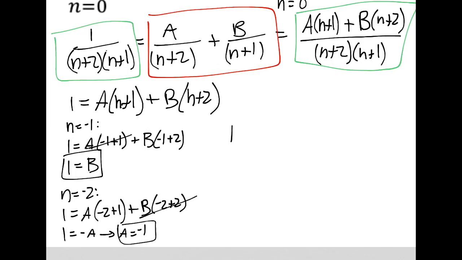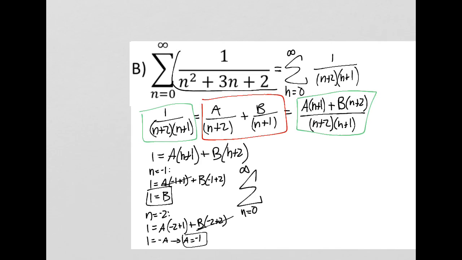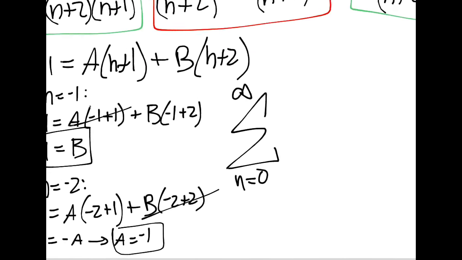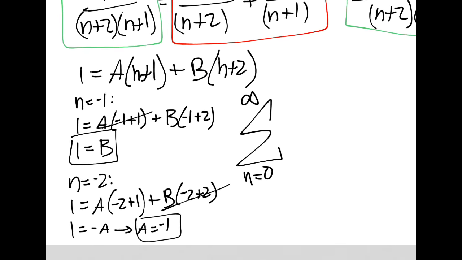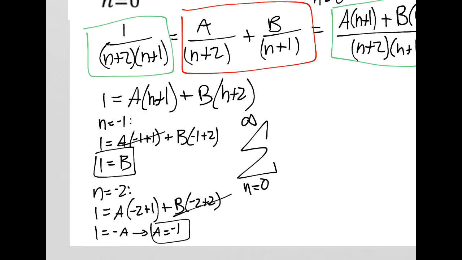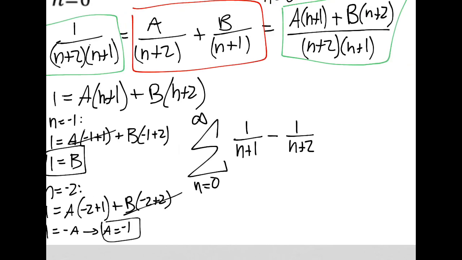I can rewrite these with A and B plugged in. Remember, we were looking at the summation from n equals 0 to infinity, but now, instead of writing this whole ugly quadratic mess, I have simplified this down to the sum of two fractions. I'm going to write my B fraction first, since that has a positive coefficient. B is 1 over n plus 1. And since A is negative, I'm going to write that as minus. My A value is 1, but it's minus, that's why there's a minus between them, over n plus 2.